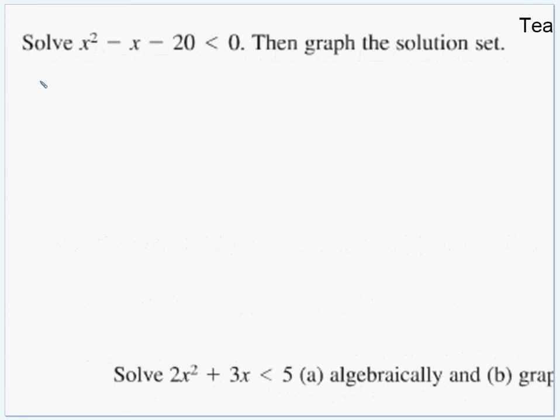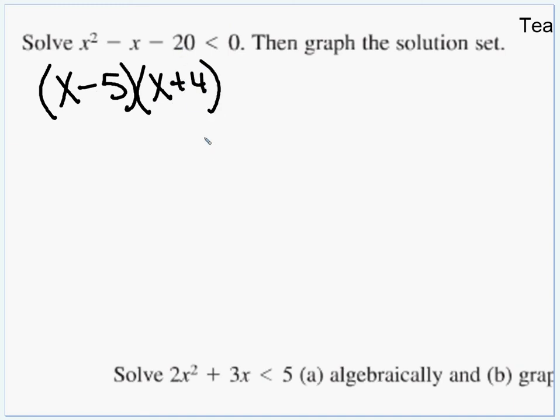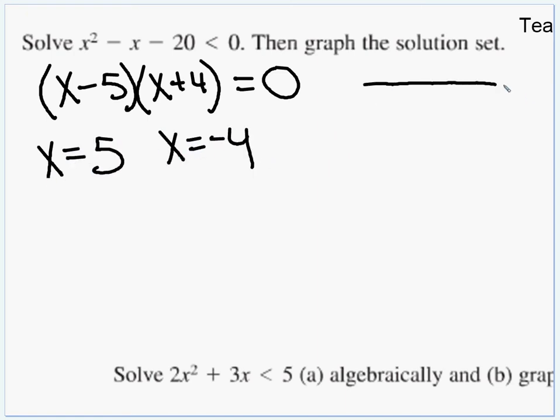Okay, first up, let's factor. x minus 5, x plus 4. They add to negative 1, multiply to negative 20. And if we set each to 0, you're going to get x is 5 and x is negative 4. So there's our number line, negative 4, positive 5.